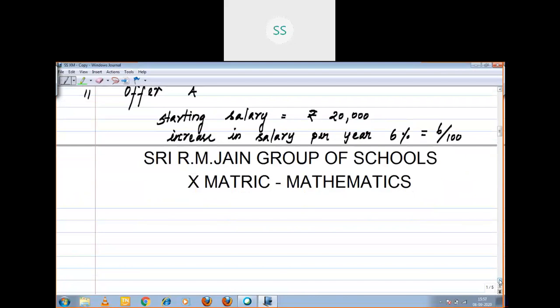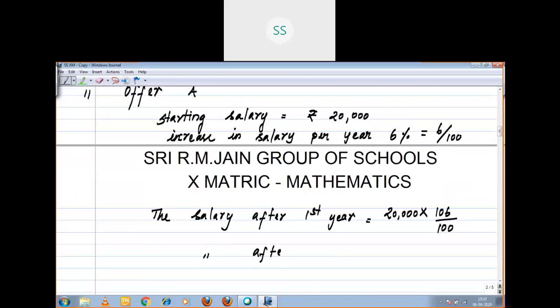That means the salary after first year. What it should be? Any idea? 6% increase they said, no? So 20,000 into 106 by 100. Right? Salary after second year.